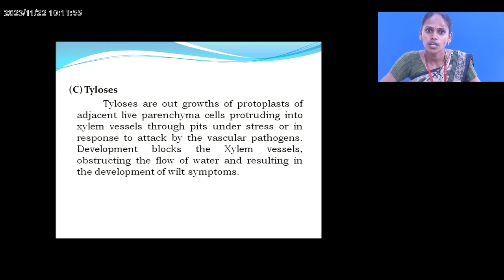The last one is tyloses. Tyloses are outgrowths of the protoplast of adjacently lying parenchyma cells, protruding into the xylem vessels through pits under stress. In response to attack by the vascular pathogen, the developed tyloses block the xylem vessels, obstructing the flow of water and resulting in the development of wilt symptoms.